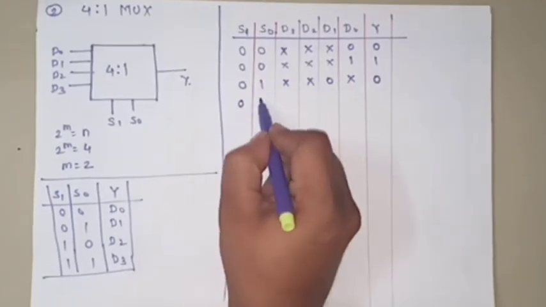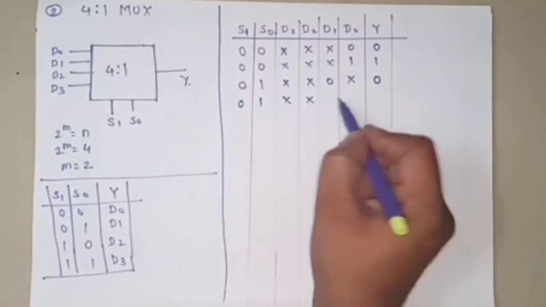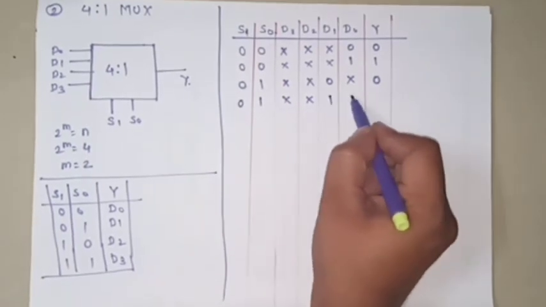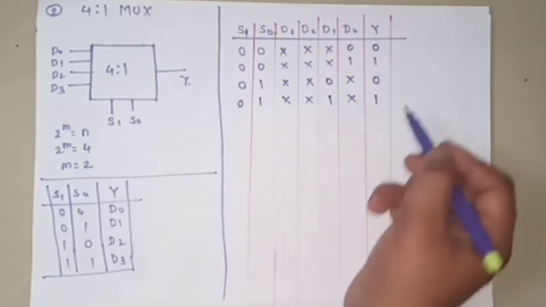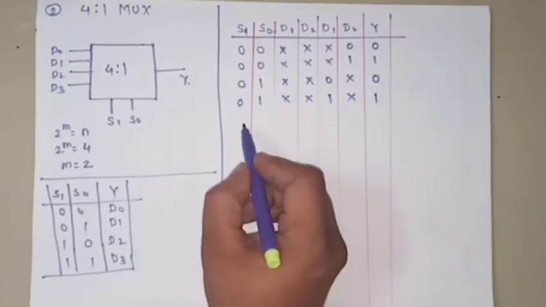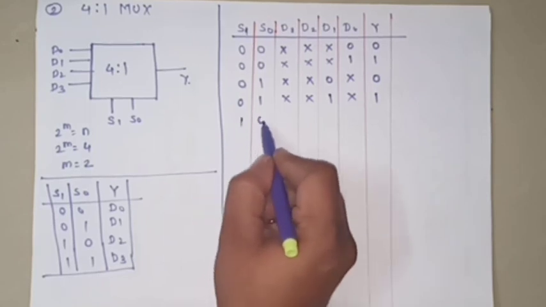Again the same condition, 0 1, don't care, don't care. The value of D1 is what? 1. Next possibility, so the output is again 1. Okay, the second case is over. The next values are 1 0.